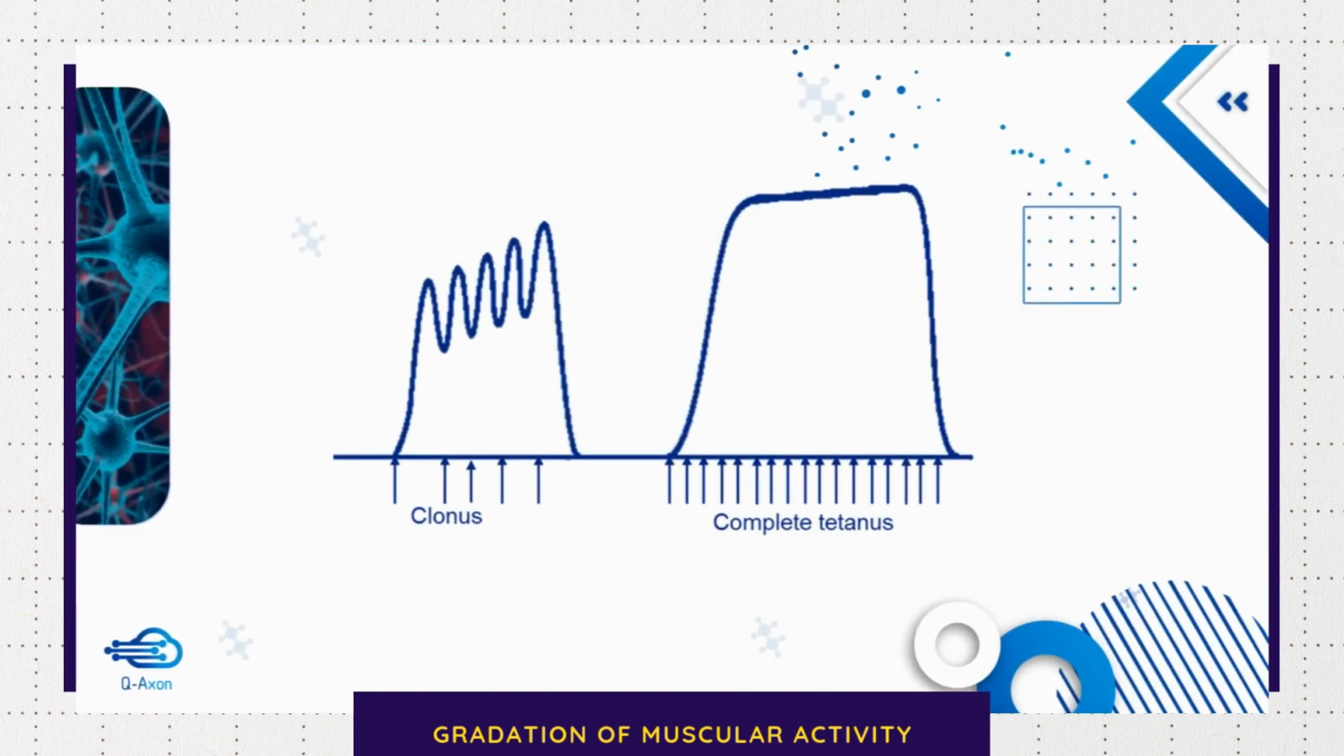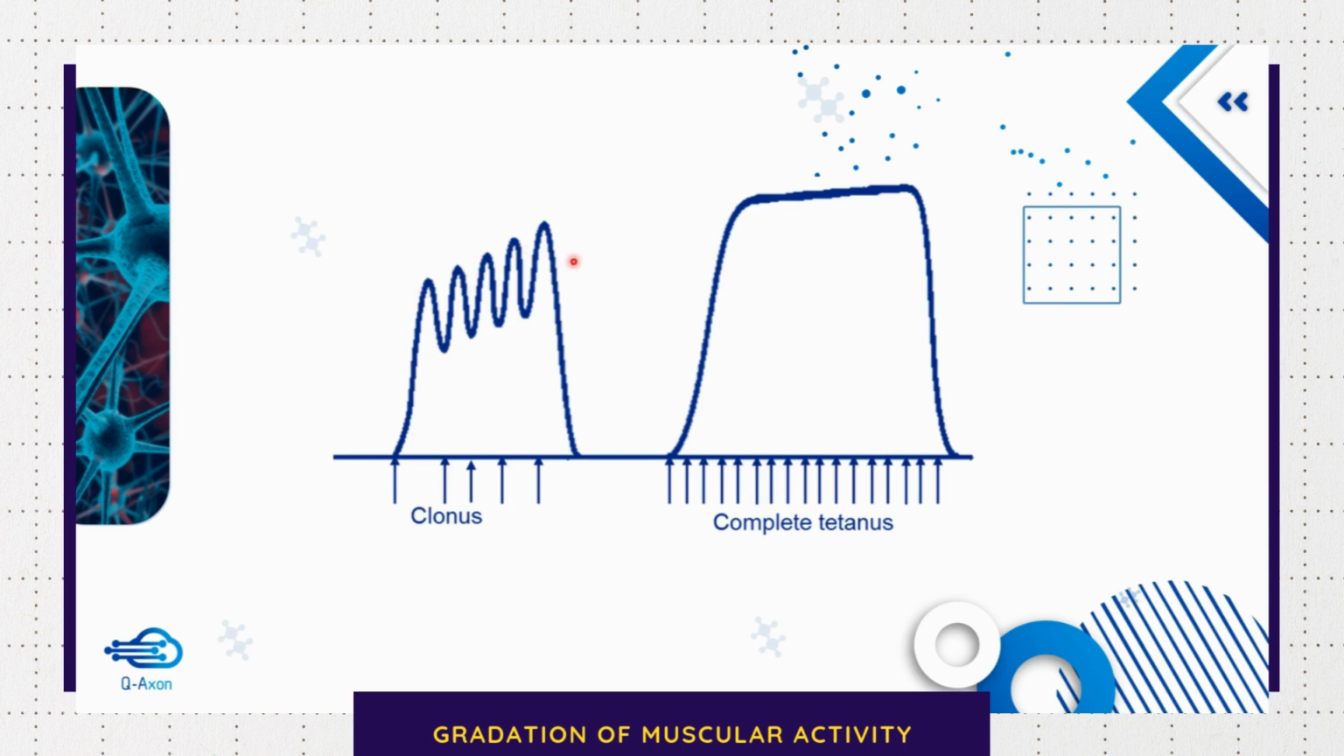Now this graph might help us understand clonus and tetanus better. You can see here that multiple stimuli have been given, but the frequency is not as high as here. So here, every second stimulus is falling in the relaxation period of the previous curve, which is why each time the muscle is partly relaxing and then again going into contraction.